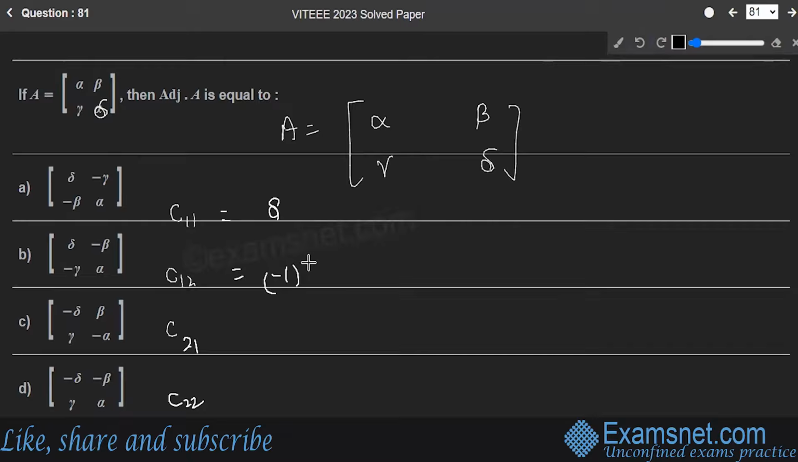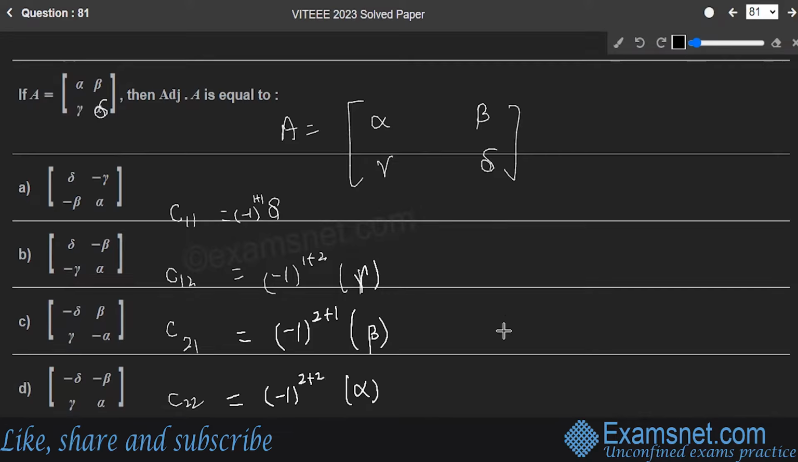C12 is minus 1 raised to power 1 plus 2, into the element in the first row, second column. Okay, sorry, this is gamma. Again, C21 is minus 1 raised to power 2 plus 1, into the second row, first column, and here is beta. And C22 is minus 1 raised to power 2 plus 2 into alpha.